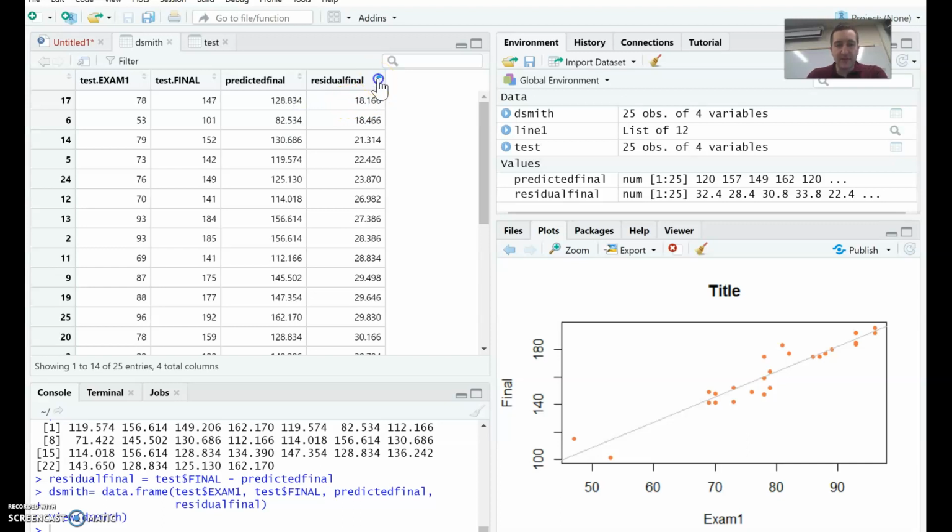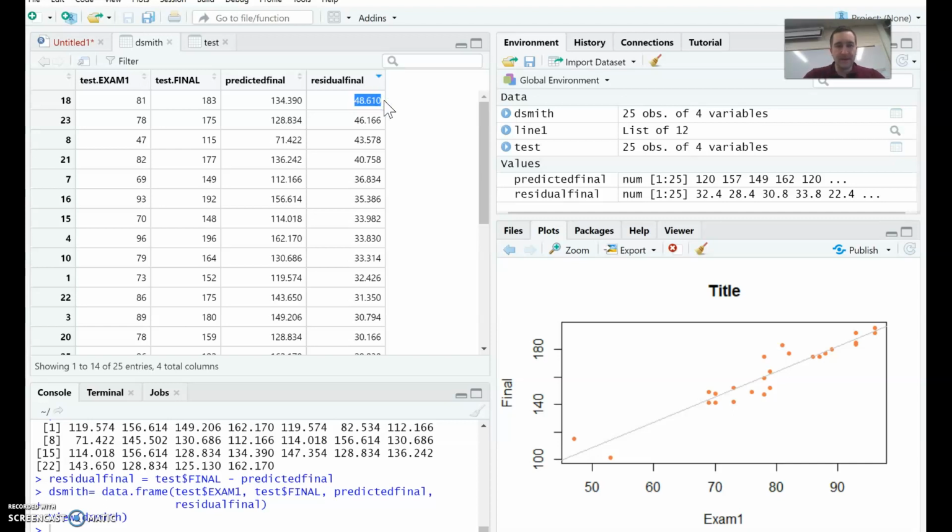Let's see who had the best residual. This person. They made an 81. That was our guy right here that we were talking about. This one, or our girl. Okay, the girl we were talking about scored an 81 on the exam 1, but pulled a 183 on the final, blowing away her predicted score by 48.